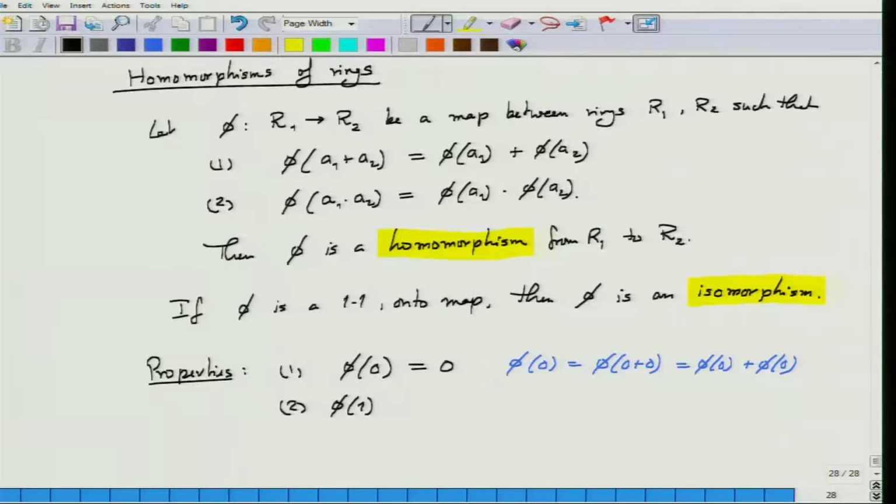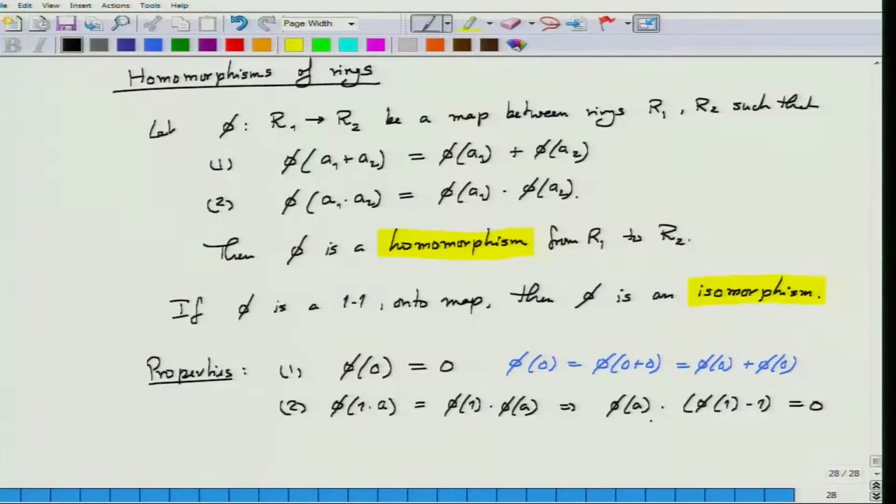Second property: phi of a1 dot a2 equals phi of a1 dot phi of a2. Okay, let's see that. What you're saying is that phi of 1 dot a is phi of 1 dot phi of a, and this implies phi of a times phi of 1 minus 1 is 0. Is this what you're saying? So phi of 1 dot a is equal to phi of a. Yes, so we have phi of a on both sides.